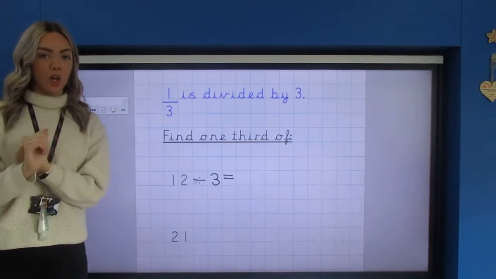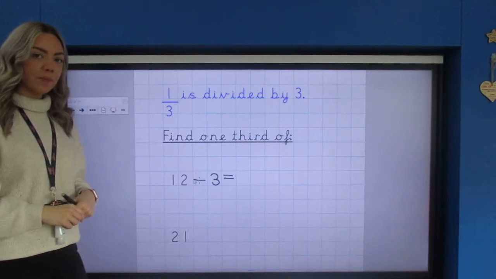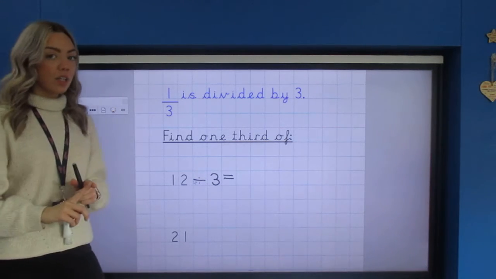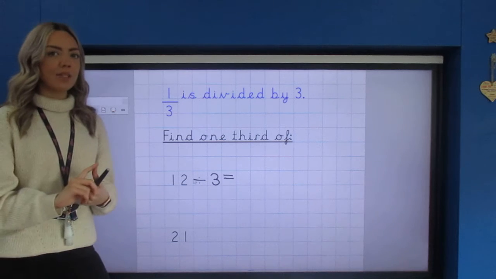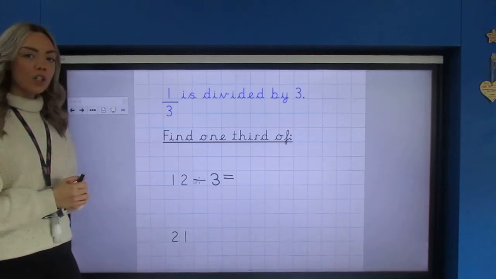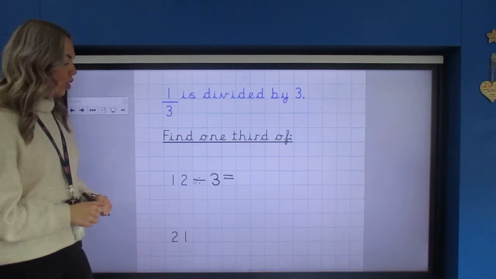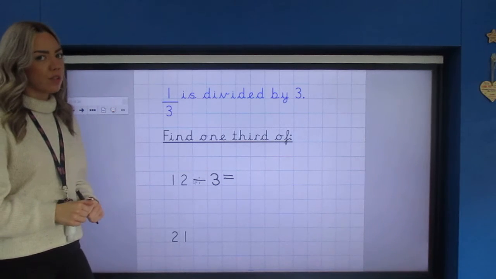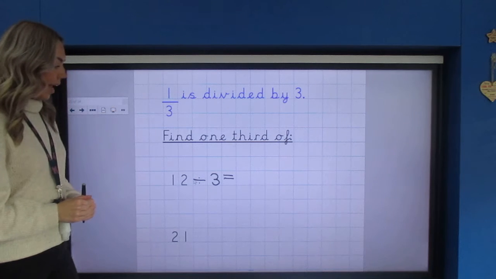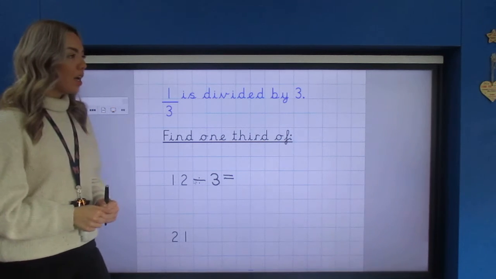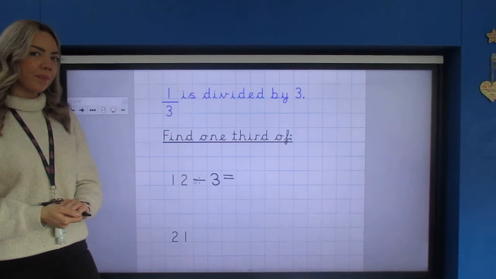Excellent. We could use our 100 square and we could do jumps of 3, couldn't we? We could count in 3s until we get to 12 using our 3 times table. Or we could get objects. We could get 12 objects and we could share them into how many equal groups? 3. Well done.